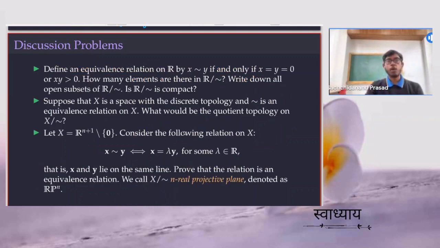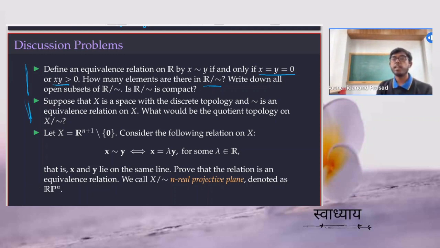So now I leave you a bunch of problem sheets to discuss. There are already a lot to discuss, and these are three extra problems. The first one is, if you define an equivalence relation on R by this, that x is equal to y, or x, y are either 0 or the product is bigger than 0. So how many elements are there in this, and write down all the open sets and all those things.